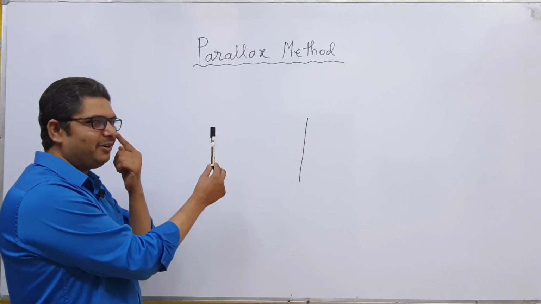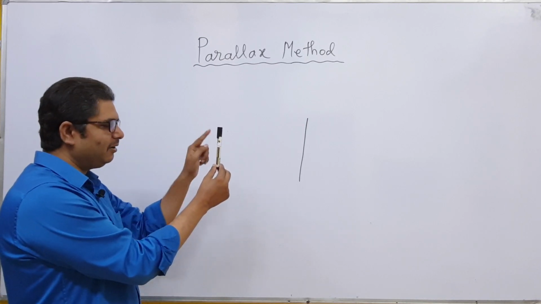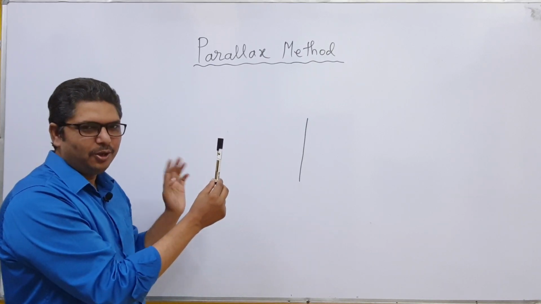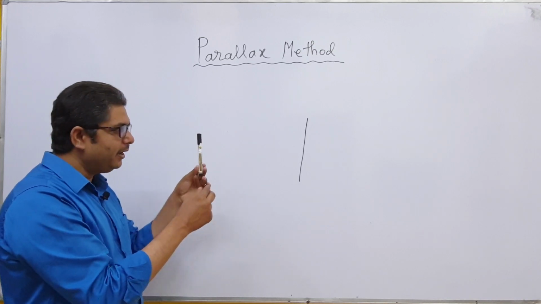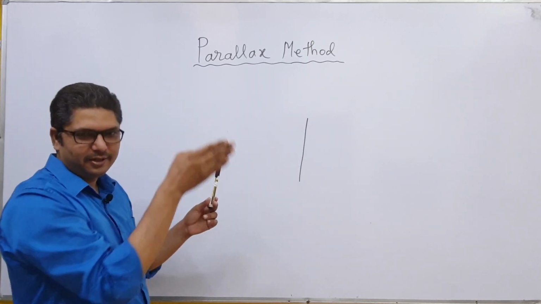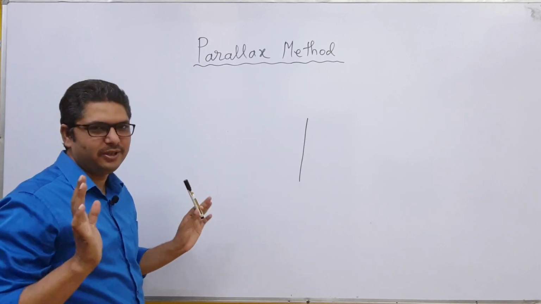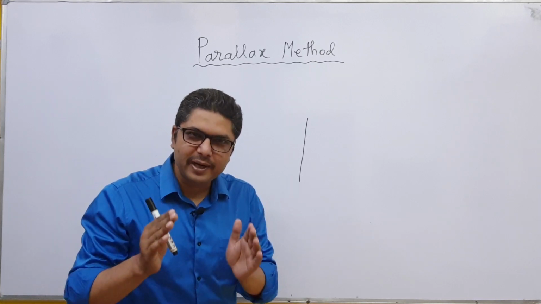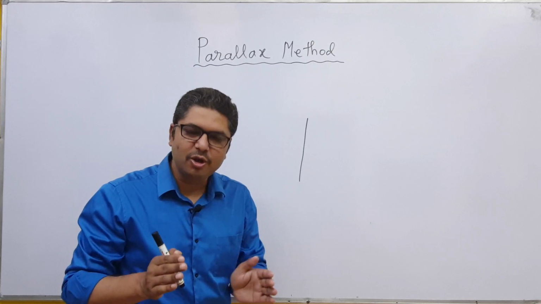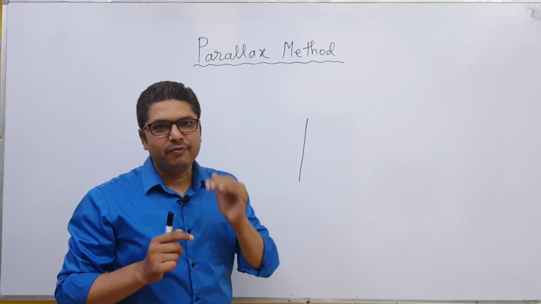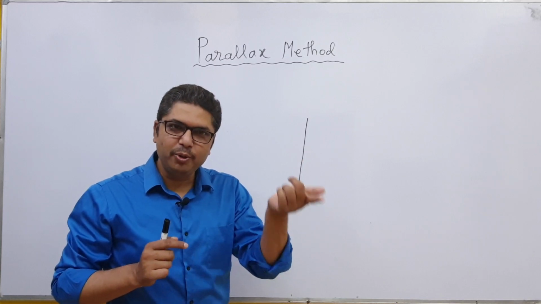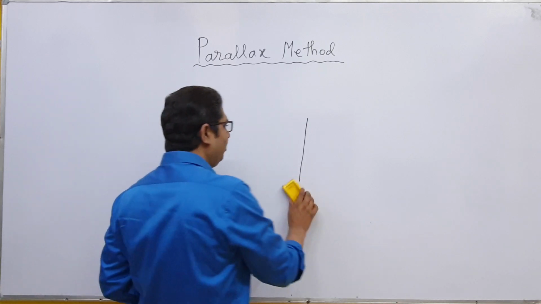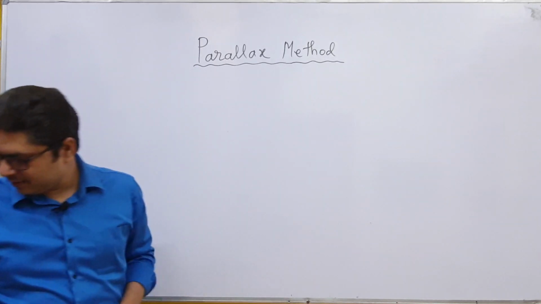This means that whenever you change the observation point, the line will be visible with respect to this observation point. So what is happening here? This line is shifting due to the shift in the observation point. This is said to be the parallax method. The parallax method is the apparent shift in the position of an object with respect to background due to change in observation point.